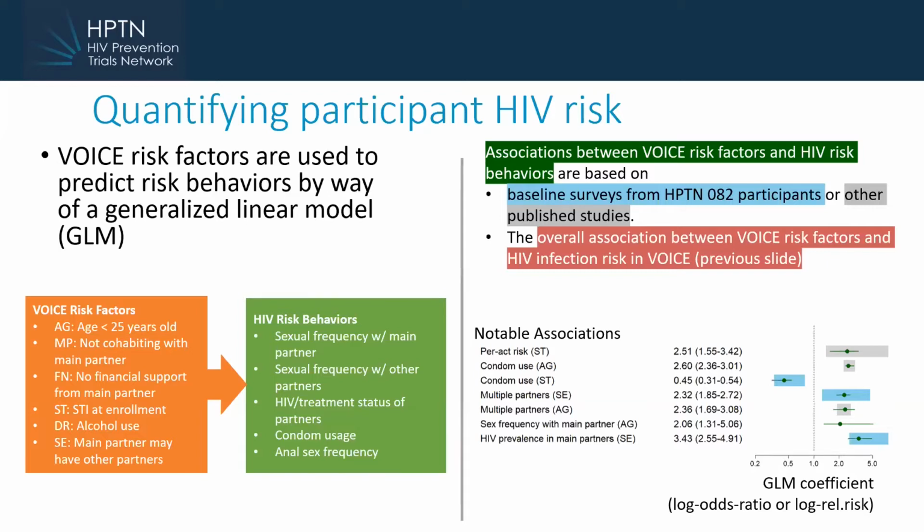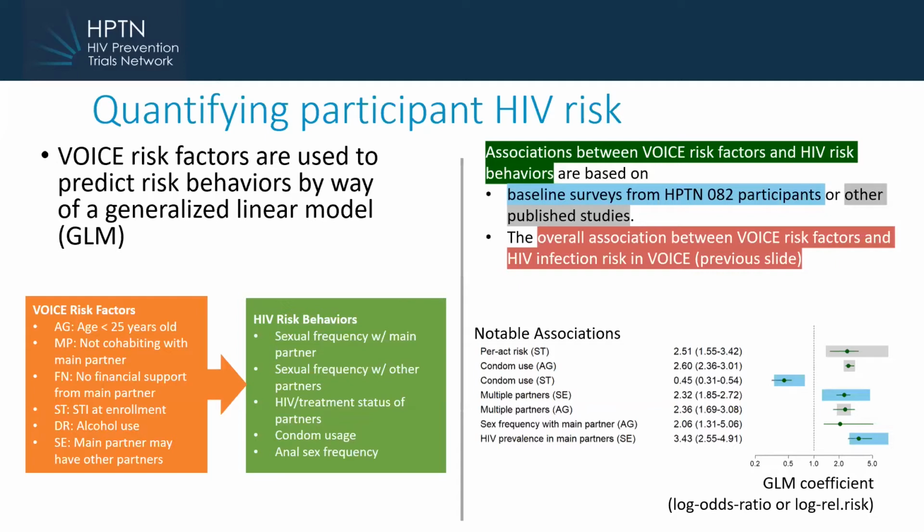Some of the notable associations we found are shown in the lower right, with a blue or gray background rectangle indicating a prior range for the model coefficients determined from baseline surveys or literature sources, respectively. The green dot overlaid is the posterior estimate when we combine these prior assumptions with the correlations observed in voice.